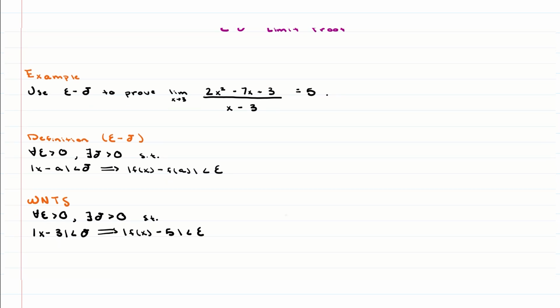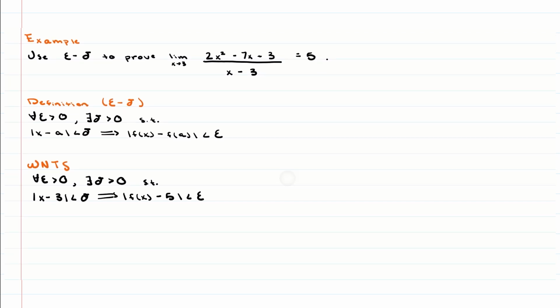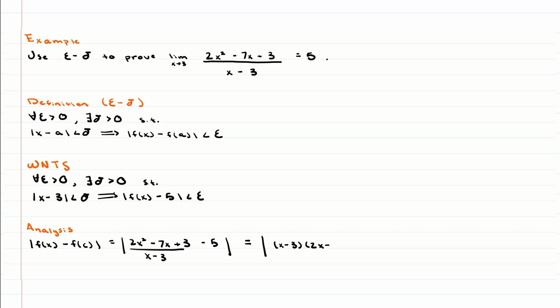Before we start to execute our formal proof, we'll need to do a bit of scratch work or analysis first. We'll start off with the absolute value of f(x) minus f(c). Our f(x) is going to equal (2x² − 7x + 3)/(x − 3), and we've already identified f(c) as 5. We can simplify this by factoring the numerator, so 2x² − 7x + 3 factors to (x − 3)(2x − 1), and we'll leave x − 3 in the denominator, and this is still minus 5.